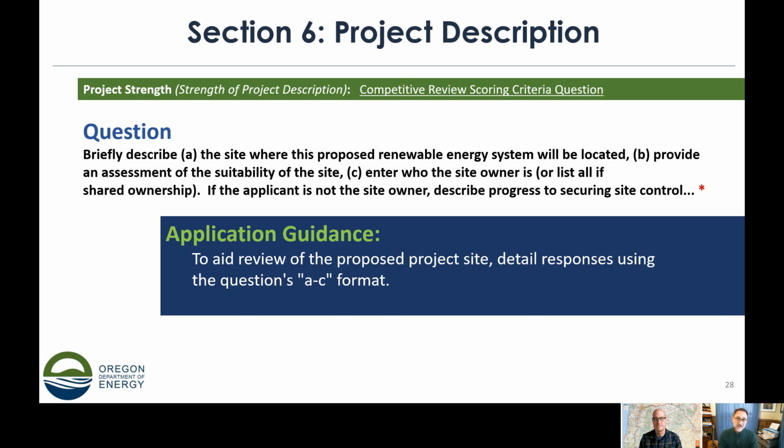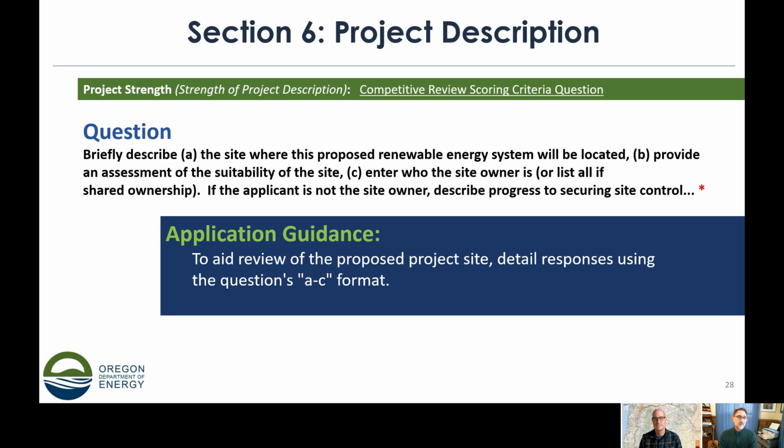In the Section 6 project description, one of the key questions here that you're going to find is briefly describe A, the site where this proposed renewable energy system will be located, B, provide an assessment of the suitability of the site, enter who the site owner is as C, or list all if it's a shared ownership. If you as the applicant are not the site owner, you definitely want to describe the progress in securing that site control.